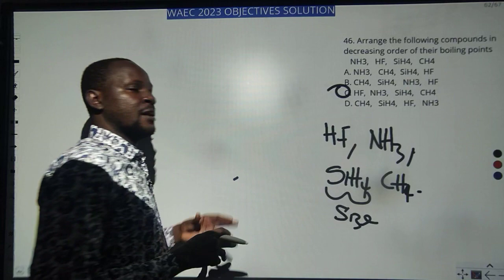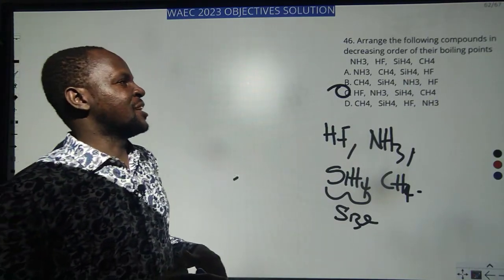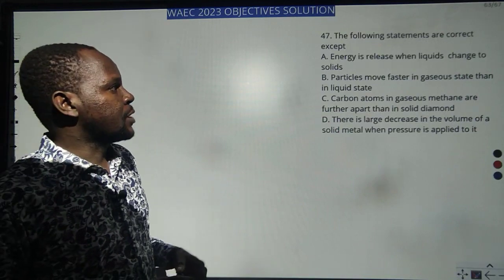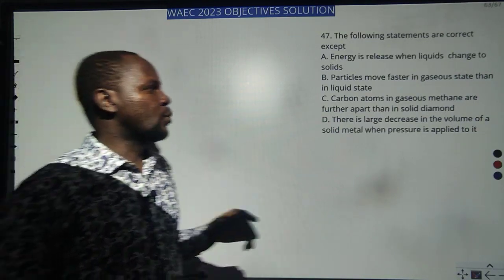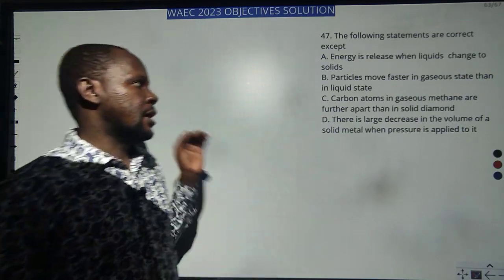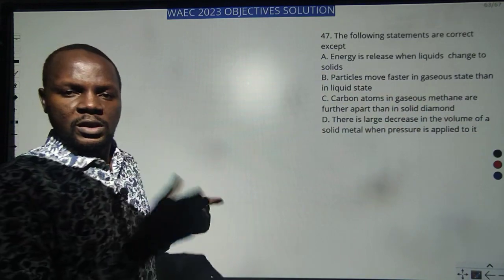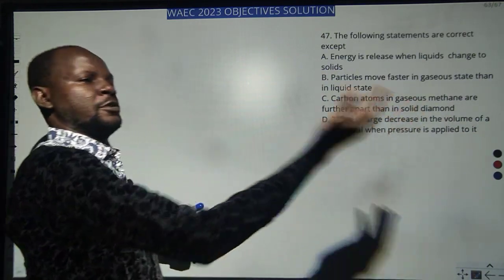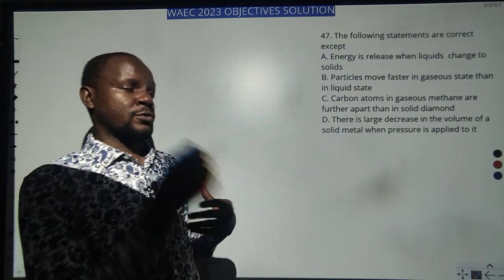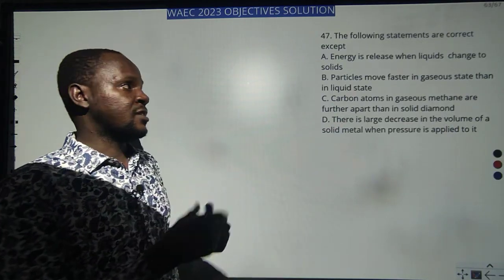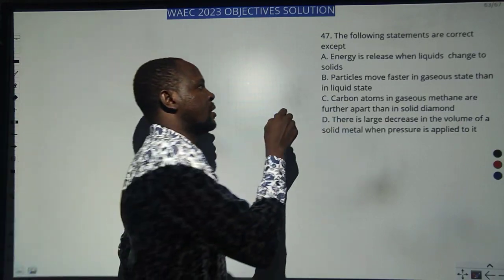We can go to 47, 48, 49, and 50. 47 now. The following statements are correct except dash. Let's start. Energy is released when liquid changes to vapor. Energy is released, yes, when you are coming back from what? Remember entropy. When you are coming from gases back to what? Solid. So liquid back to solid is what? Energy is released. Well, that is an exothermic reaction. That is a correct statement.